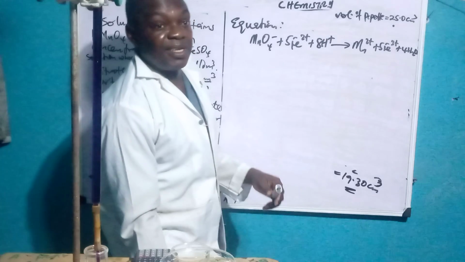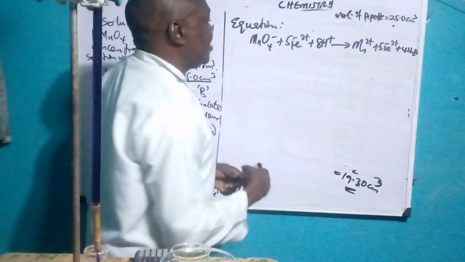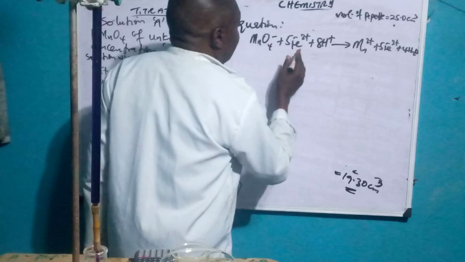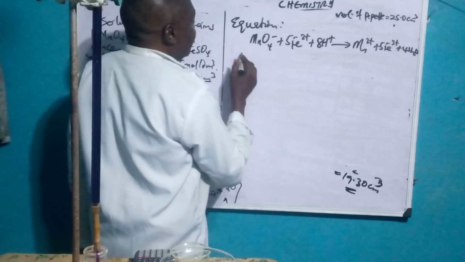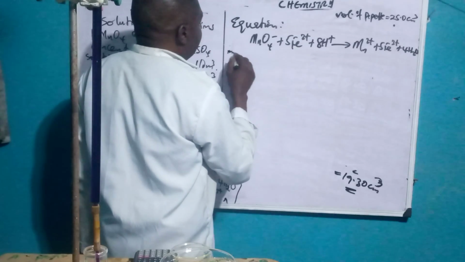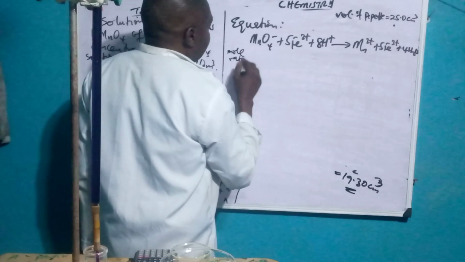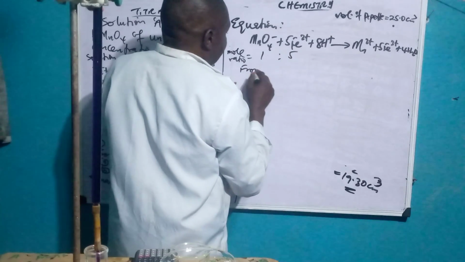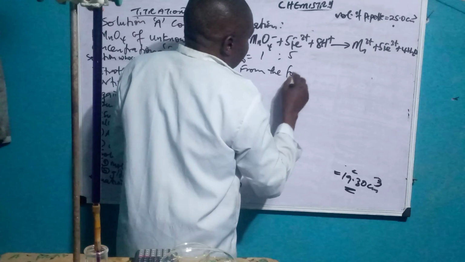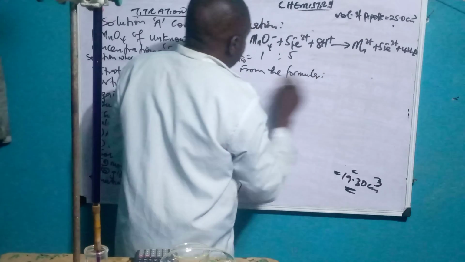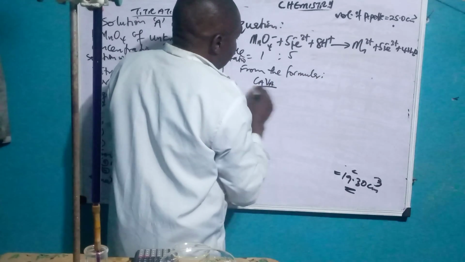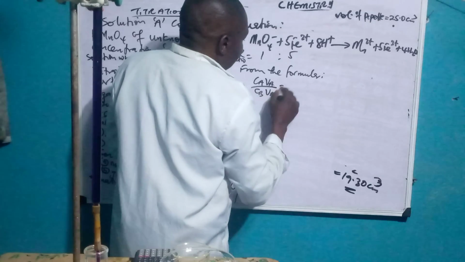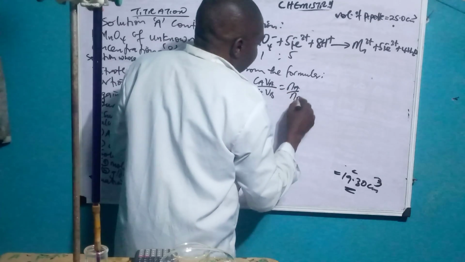It doesn't have a negative charge because it lost a single negative charge. So that's this one, to cause the reaction to occur. So you now have the mole ratio 1:5. So you now say, from the formula, CaVa/CbVb = Na/Nb.